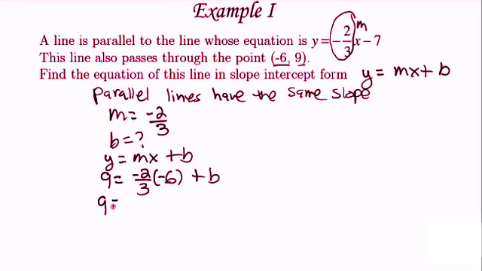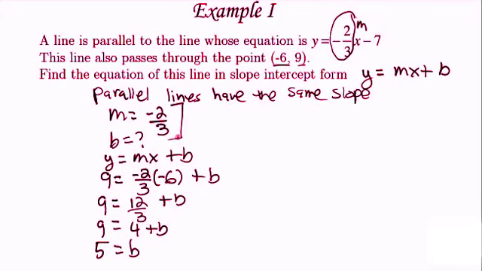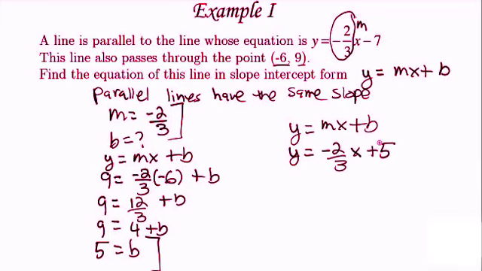So 9 equals 12/3 plus b. So 9 equals 4 plus b. Now I'm just going to go ahead and subtract 4 from both sides, and that tells me that b equals 5. So I've got my m, and I've got b, so I can put this into the equation. y equals minus 2/3 x plus 5.